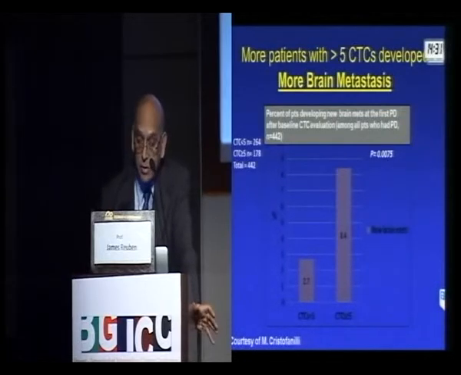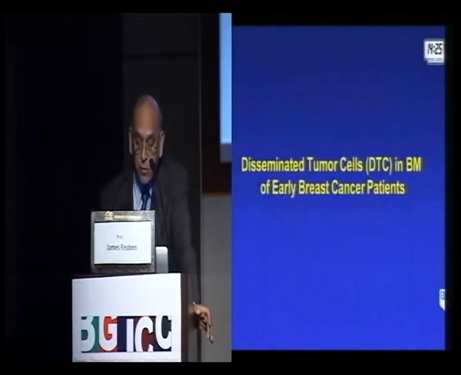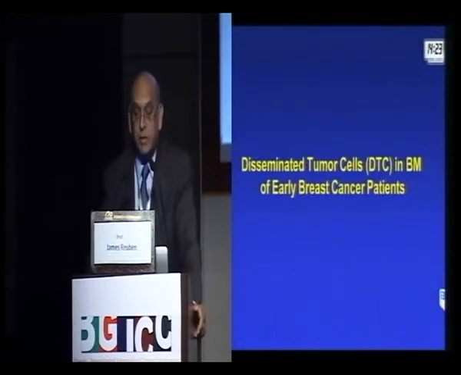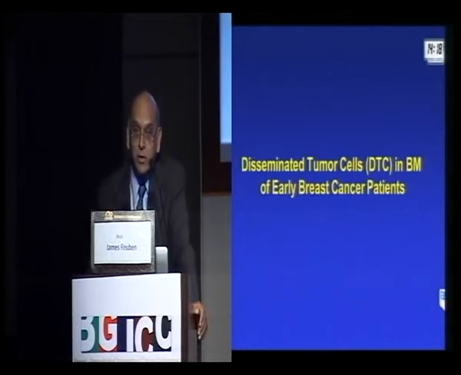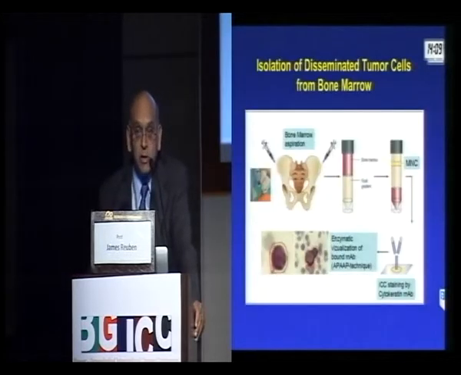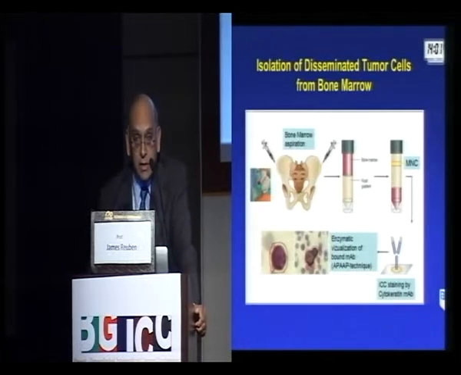But this is historical data, and Massimo Crispinelli is still looking at the data to be able to present it for publication soon. But the challenge was that this is in a metastatic setting. How does one detect microscopic disease in patients who are of early stages of breast cancer? While we were working on the metastatic situation with circulating tumor cells, Stefan Braun in Germany was working on bone marrow to see if he could detect these cells in bone marrow.